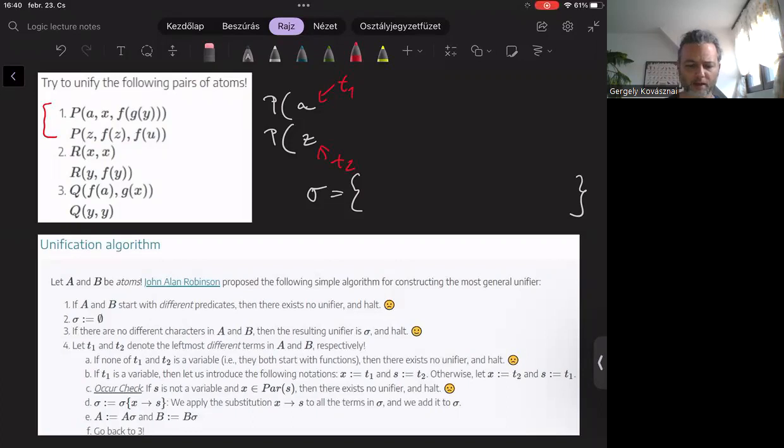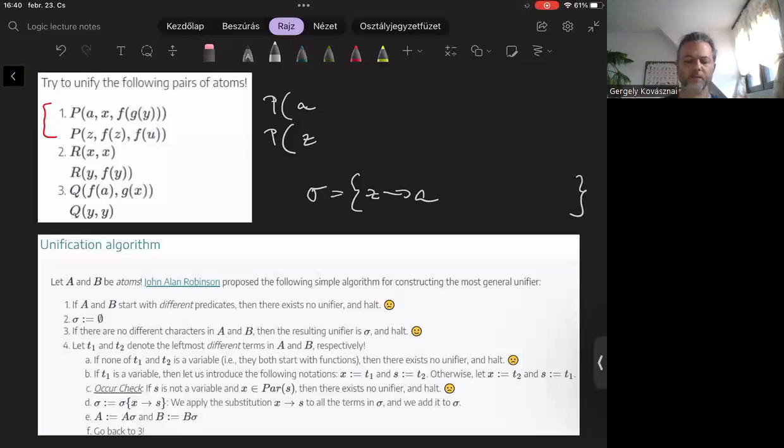Basically, now we have to check if the variable Z appears in the other term A as a parameter, and it does not. So Z does not appear inside A, and this is good because we can keep going to step D. In step D, we are extending the unifier sigma with a new substitution. Basically, we have to substitute the variable with the other term. So in this case, we have to substitute Z with A. This is a new substitution we have just added to the unifier.